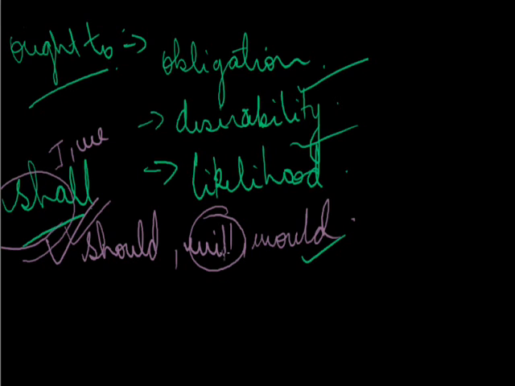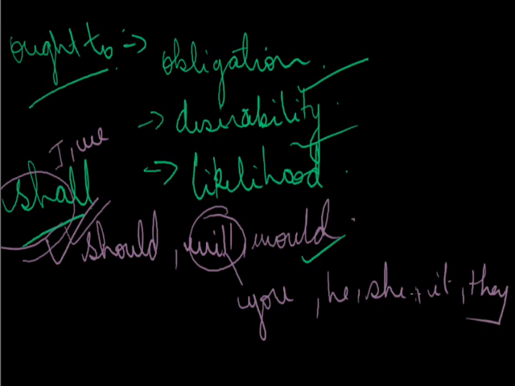Will is the recommended form with second person you and third person he, she, it, they, and all singular and plural subjects. For example, he will define the shape of a cuboid. They will use a vacuum cleaner to clean the sofa set. Should and would are the past forms of shall and will.